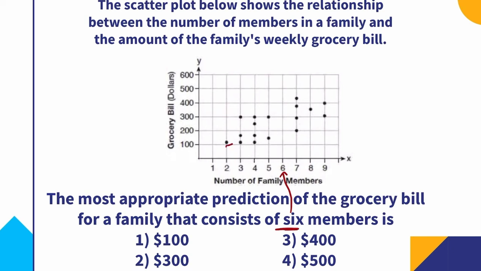My dots seem to be going, oh, I should probably use green, it's positive, like going like this. So if I was going to make a prediction for 6 members, I would guess about 300. 400 seems a little high up there, and 500 is definitely too high up there. And then 100 would be way too low. So there we go.